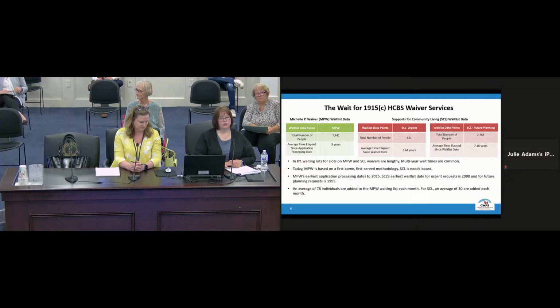Our urgent category, there's 121 people on that. Average right now is about 3.6 years that individuals have remained on that category. However, at any point in time, if something changes, they are able to request that emergency slot. The future planning is more for individuals, a lot of times a child, even a toddler, that will request to be placed on future planning, or a young school-age child, because they know at some point in the future they are going to need services, but they are not needing those services at this time. But just because someone's on a wait list does not mean they're not getting services today.